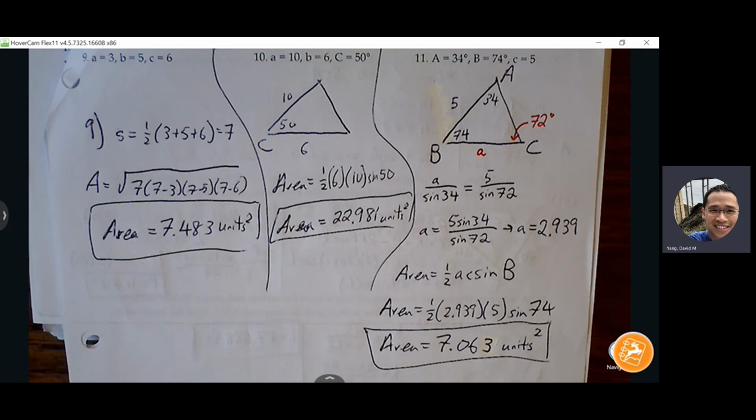Tomorrow I'll give back your quiz. I have a worksheet for you, just word problems, and then you should be ready for Friday's test.